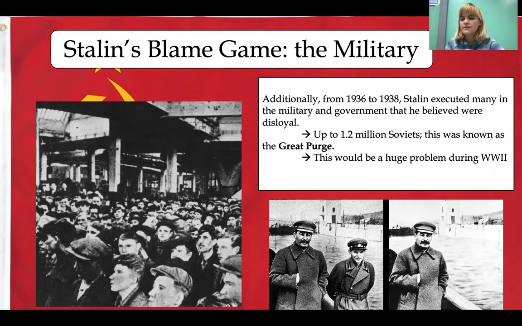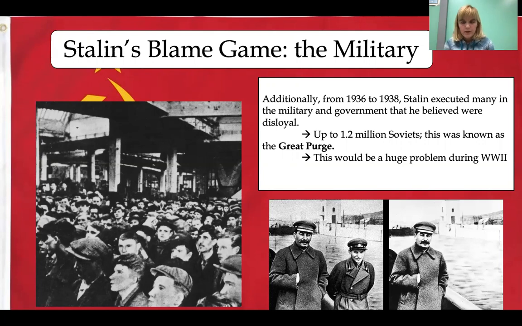And so what Stalin does is, like any crazy dictator, he executes anyone in the military and government that he believes is not 100% loyal to him. So he has killed 5 to 6 million kulaks, and now he is executing what we believe to be 1.2 million Soviets. And this is going to be known as the Great Purge.